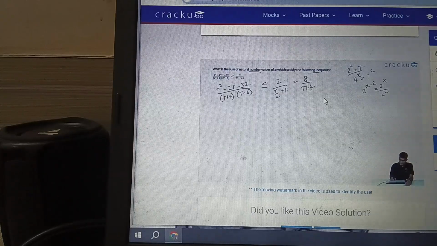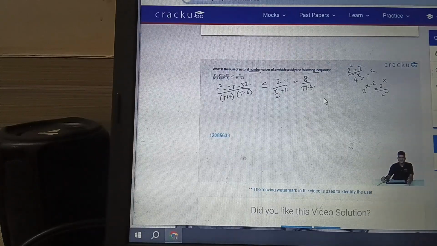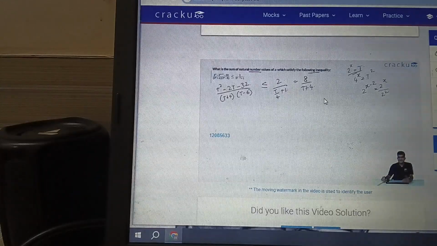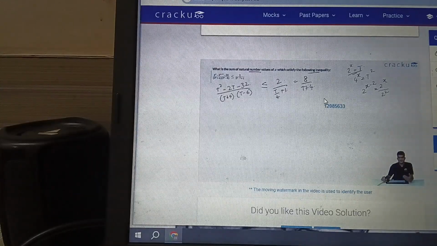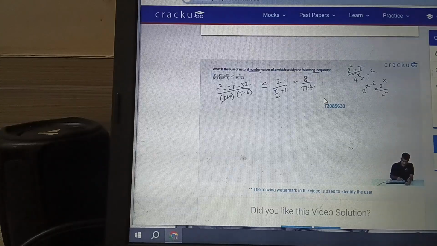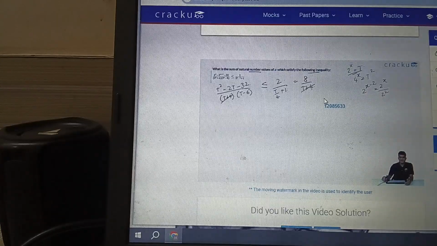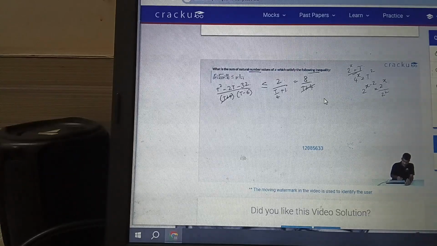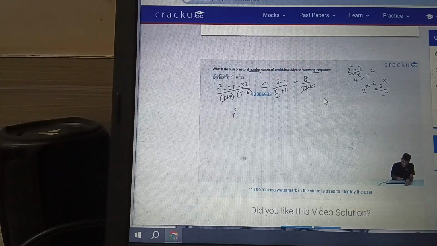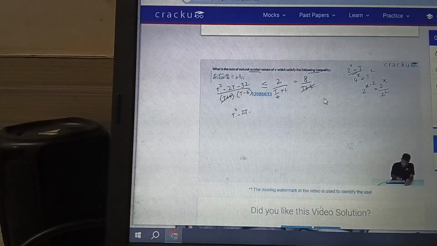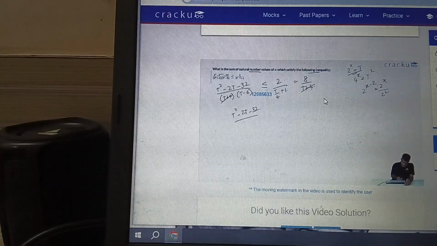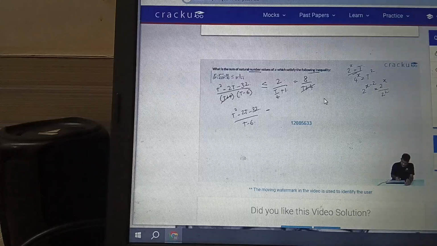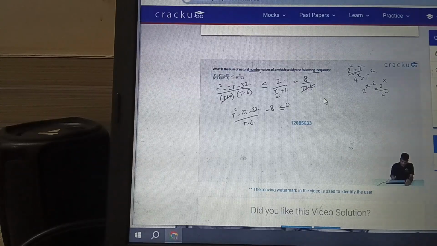Now t is 2 to the power x. So t is always greater than or equal to 0. In fact, it is always greater than 0. So t plus 4 will also be a positive number. So you can cancel t plus 4 in the denominator and it won't change the sign of the inequality because we are cancelling a positive number. So the given inequality becomes (t square minus 2t minus 32) divided by (t minus 6) minus 8 is less than or equal to 0.